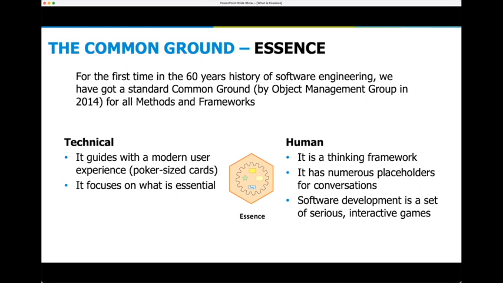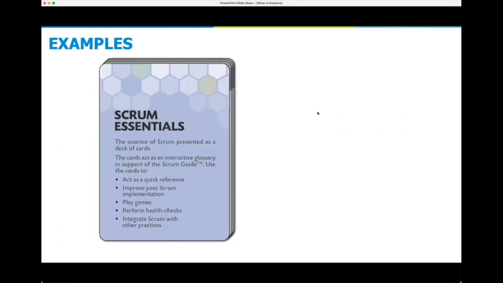So another way to show you what Essence is: this is Scrum Essentials, and it's essentially a deck of cards that describe all the essential practices within the Scrum method, things like stand-ups, retrospectives, sprints and time boxing. You can think of each card representing one of those practices, with information on the practice and how to adopt it and what it's used for.